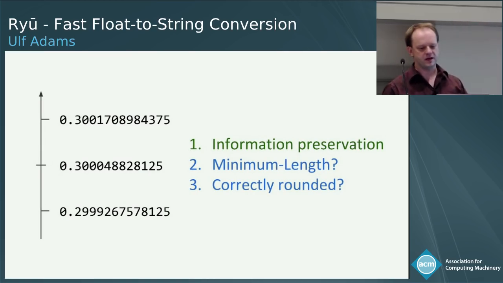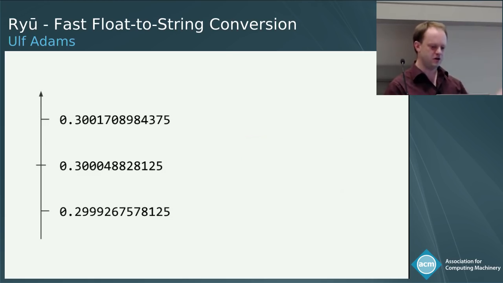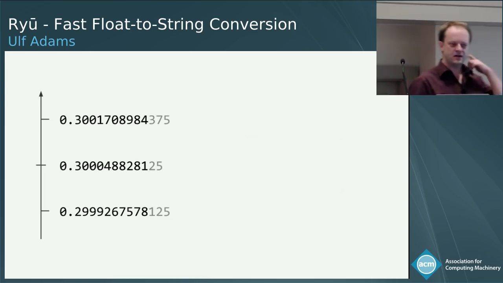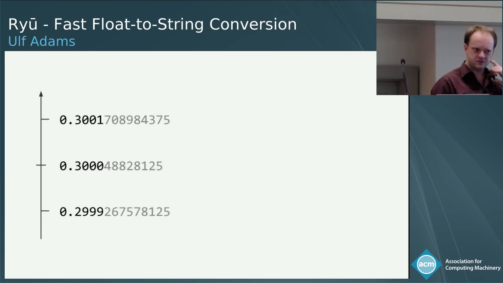But what about minimum lengths and what about correct rounding? For minimum lengths, how about we just start cutting off digits at the end? Let's cut off a couple of digits and another and a few more. Now, can we keep cutting off digits at this point? If we do, then the middle number, the exact number, looks like the upper bound. And so we need to be careful in this case. Unfortunately, I can't explain how exactly to do that. It's all in the paper.